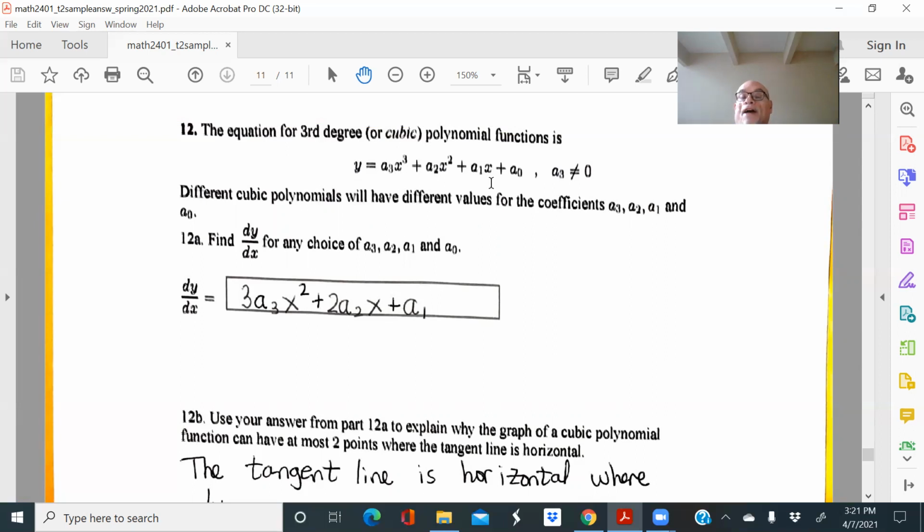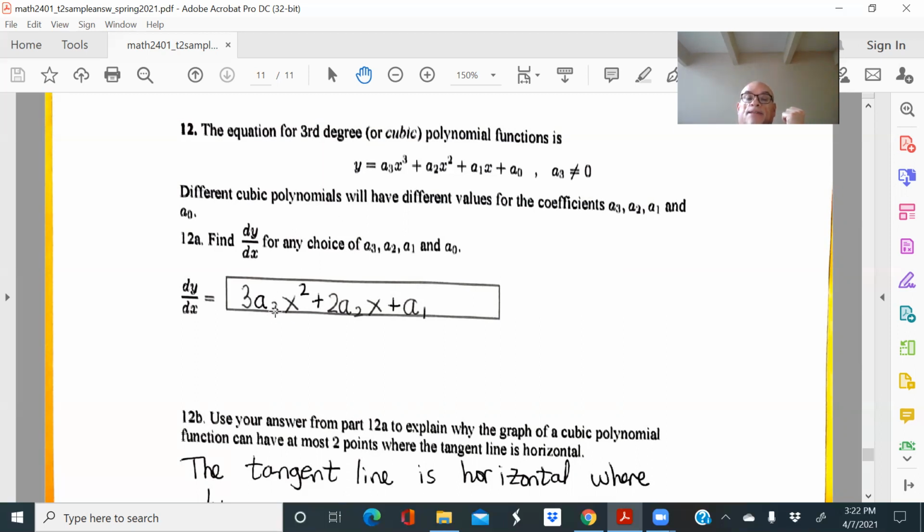All right, well, let's find in general what the derivative for a cubic polynomial looks like. We're going to differentiate this formula without choosing specific values for a3, a2, a1, and a0. Remember, these are not variables now. These are constants, and the variable here is x. When you differentiate this formula, you just differentiate term by term, and you can use the power rule on every term.